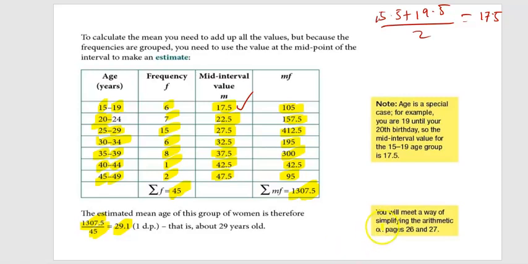So come back to class. You will meet a way of simplifying the arithmetic on pages 26 and 27 in your Cambridge statistics textbook. Kindly check it out.